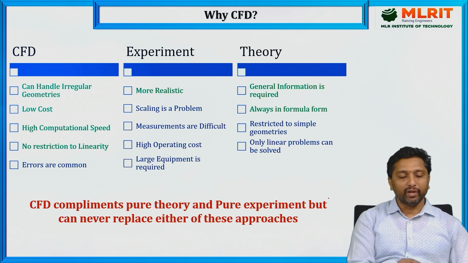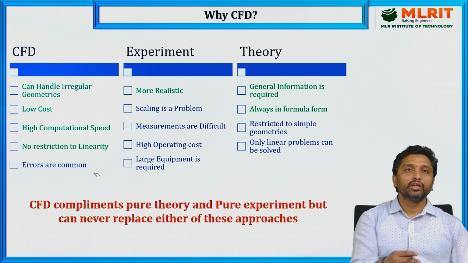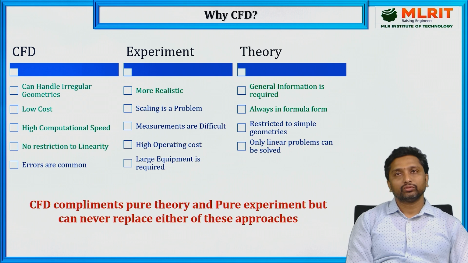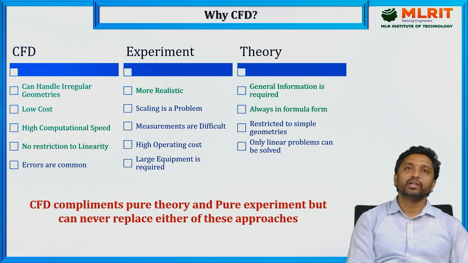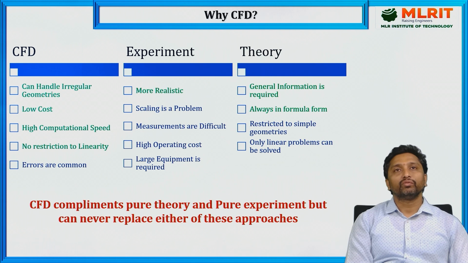So the major drawback with CFD is errors. Whenever we discretize, whenever we use numerical methods, it is always accompanied by certain errors. These errors are common, so naturally that will lead to a slight deviation from the realistic or actual solution. So the primary drawback of CFD is that there will be a slight deviation in the actual solution, because of the numerical method we are following.